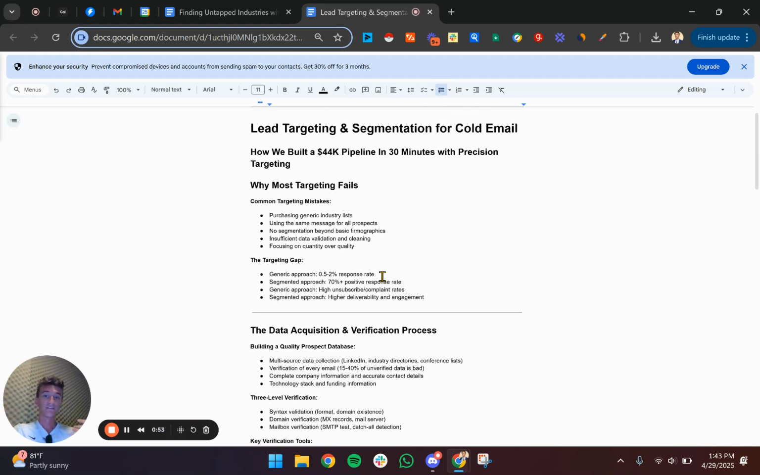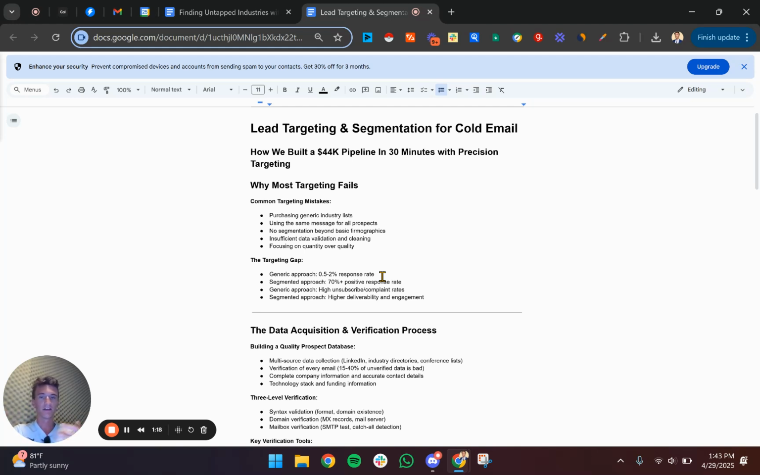All right. So to get into targeting, essentially, why does most targeting fail? When you think of outreach, there's really three pillars, right? The first one is, of course, deliverability. The second one is the targeting, the list. And the third one is the copy, what you're saying to that list, and making sure it's delivered. So all of them play together.